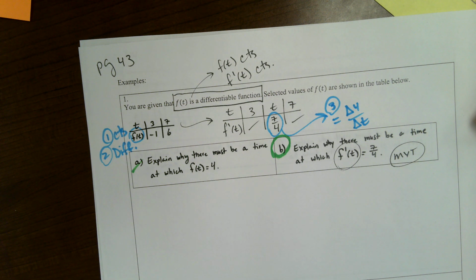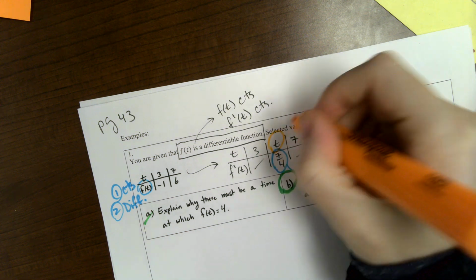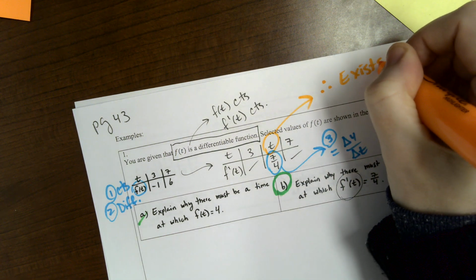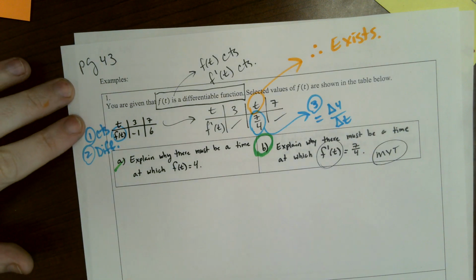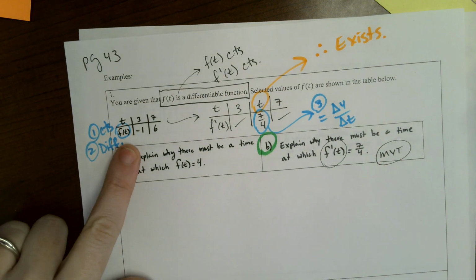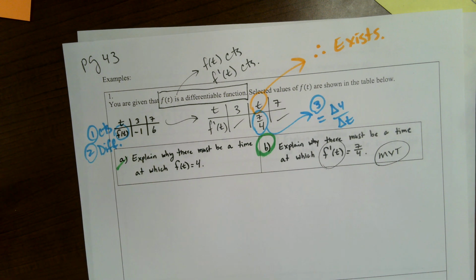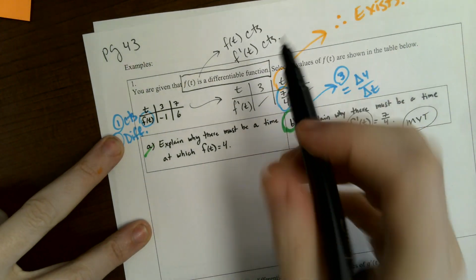If those 3 conditions are established, then what the MVT allows you to conclude is, therefore, this particular t exists. Okay, so now let's write this down. Our first 2 conditions are going to be this. But guys, they did not tell us f of t was continuous. So we have to set that up first because they didn't give it to us outright.